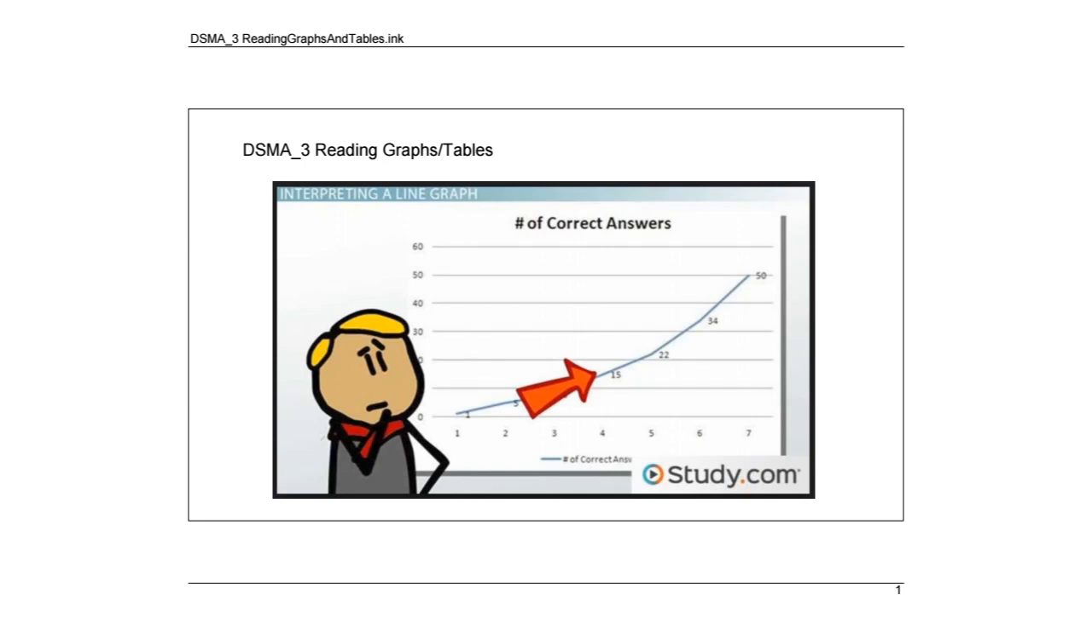Right, so let's work on reading graphs and tables. This is a really important part of statistics as well.